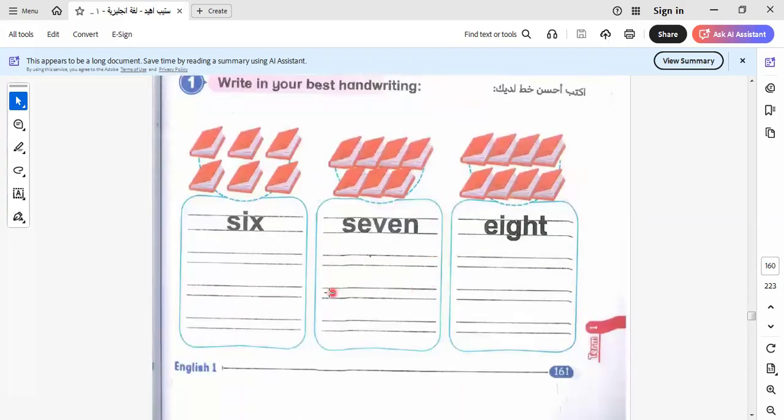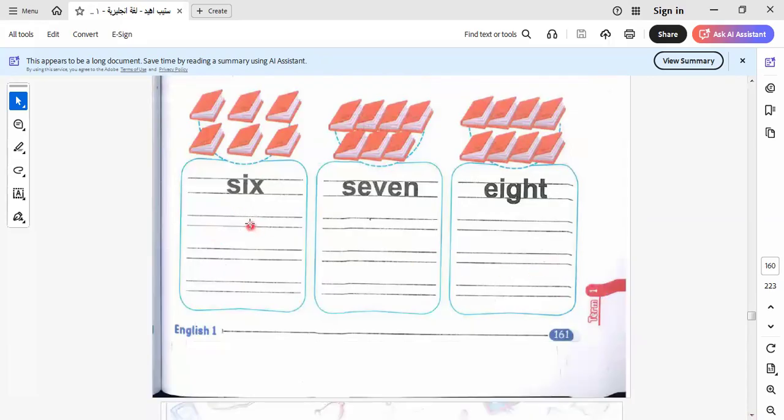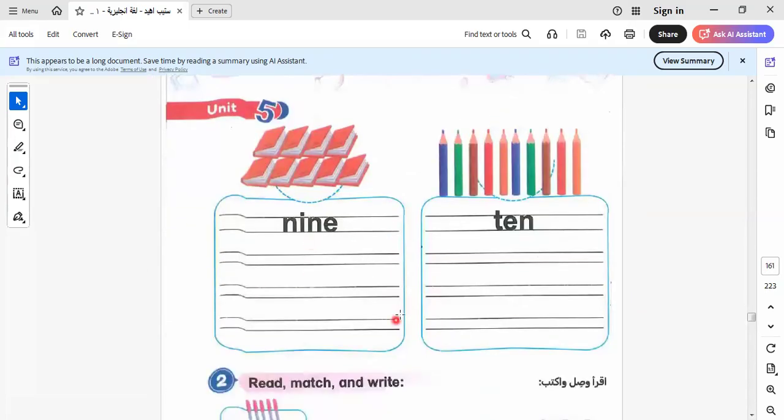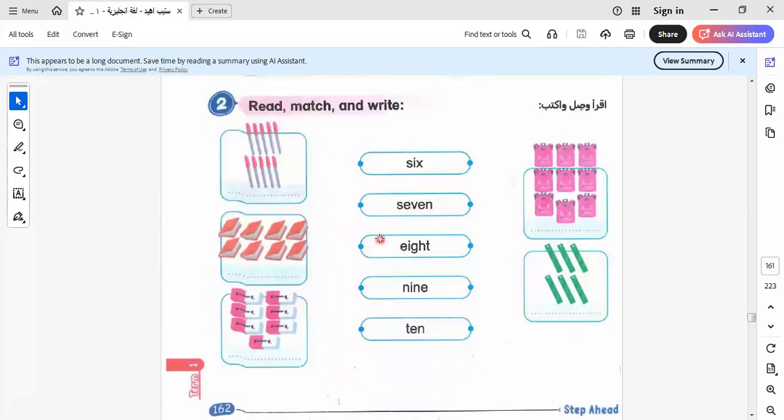Here we have some vocab. Let's read together some new vocab in this part. Let's know it. We have here 6, 7, 8, and this is the numbers 9 and 10. Okay, let's match. Let's do this exercise together.